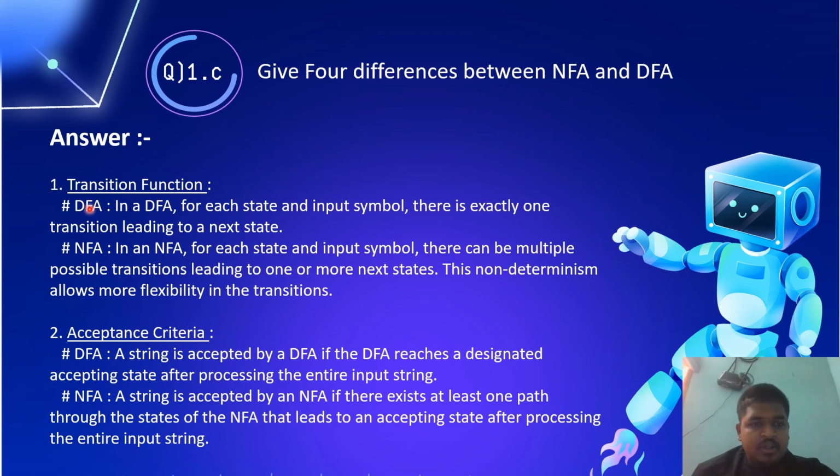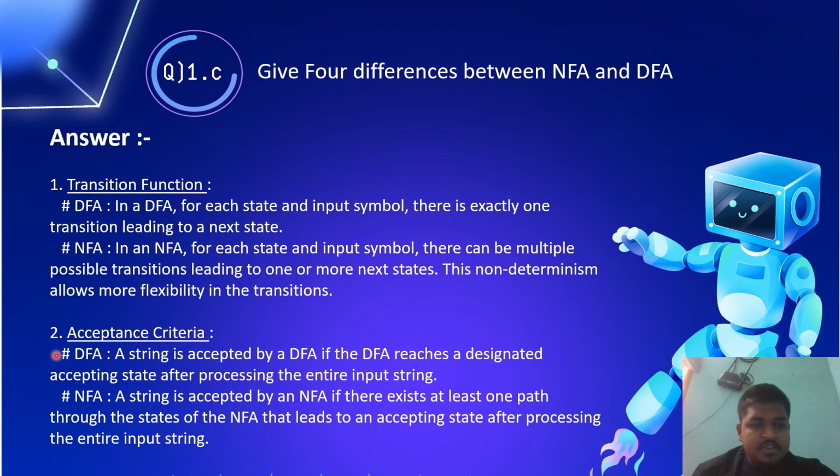First one, transition function. In a DFA, for each state and input symbol there is exactly one transition leading to a next state. In NFA, for each state and input symbol, there can be multiple possible transitions leading to one or more next states. This non-determinism allows more flexibility in transitions.